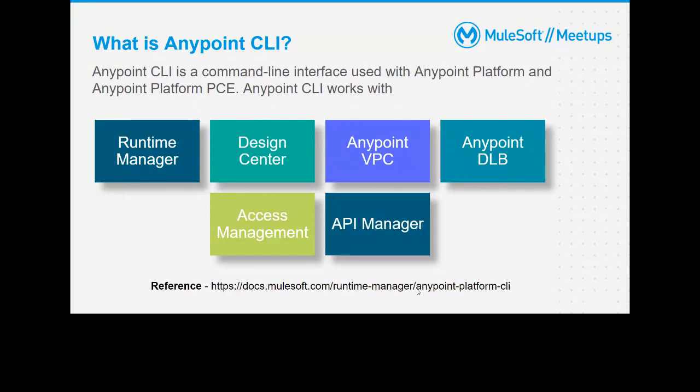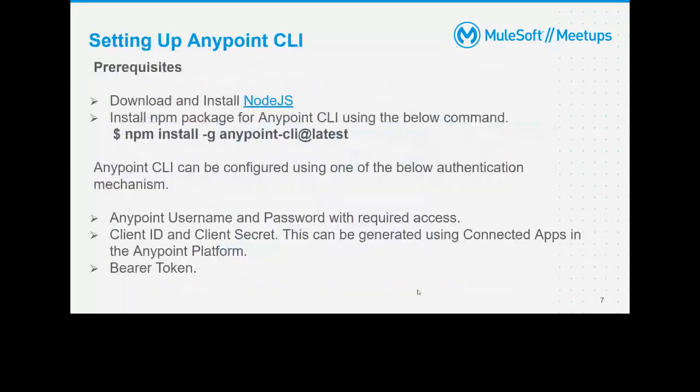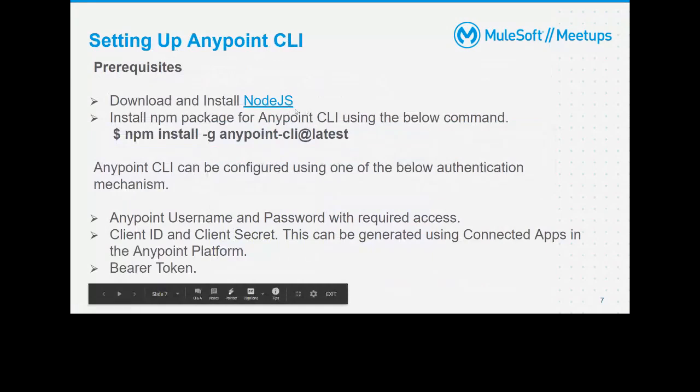So how to set up Anypoint CLI? There is a prerequisite. You have to download and install the latest version of Node.js. Depending on your operating system, if you have Windows 64, you have to select the Windows 64-bit Node.js. Then you have to download this npm package. Basically, you have to execute this particular command.